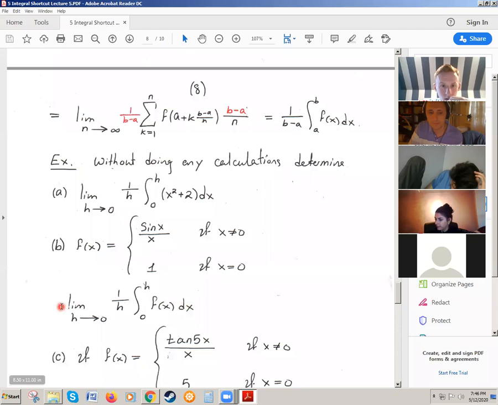What is this? So we have the function sine x over x if x is not 0, and it is 1 when x is 0. This is the function I integrate from 0 to h. What is this limit?